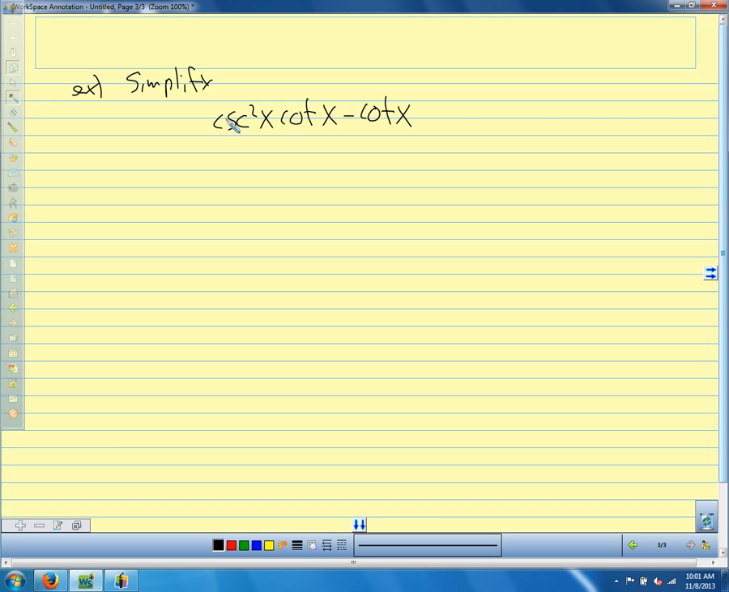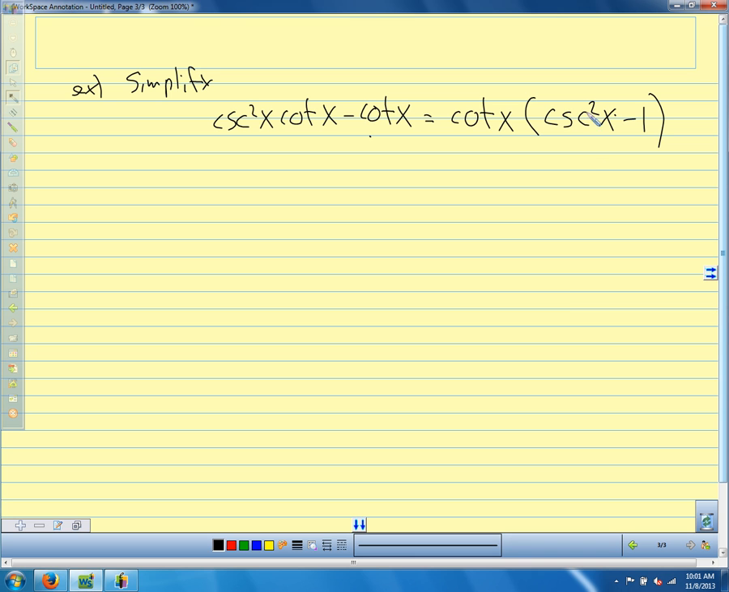Okay. So we might end up doing something like that. So before we start doing that, I want to do the most obvious thing here first. And what was your suggestion, Andrew? Factor out a cotangent. Let's factor first. We have a common term of cotangent. So let's factor. So this equals cotangent x times cosecant squared x minus 1.